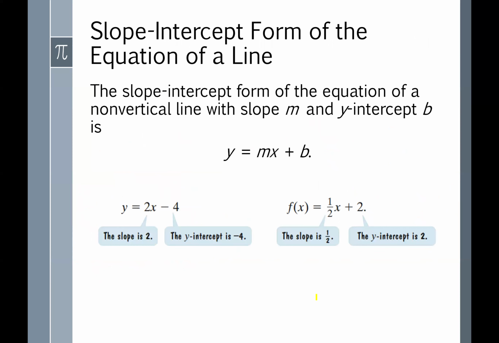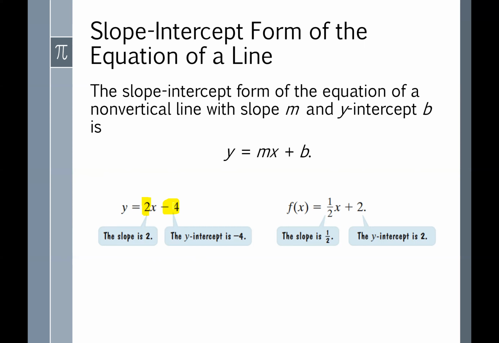So slope intercept form is y equals mx plus b. Just looking at an equation of a line, if it's solved for y, then you know the slope is the number you're multiplying times x. So the slope is 2, and the y-intercept is -4.